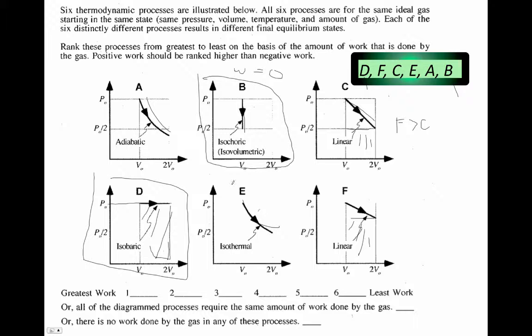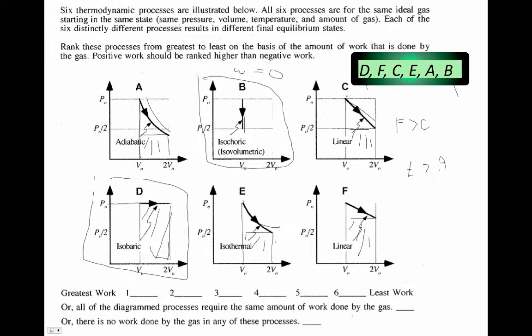And then I looked at A and E and said, well, these guys are curved. Okay, but I can still kind of cut off where the curves are at. And A is curved to below P naught over 2. So this rectangle is smaller than this rectangle. So I could say, well, E is larger than A.